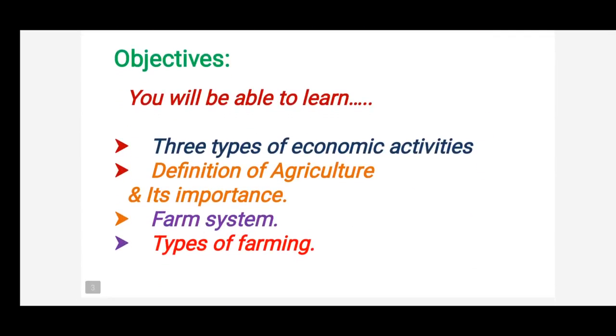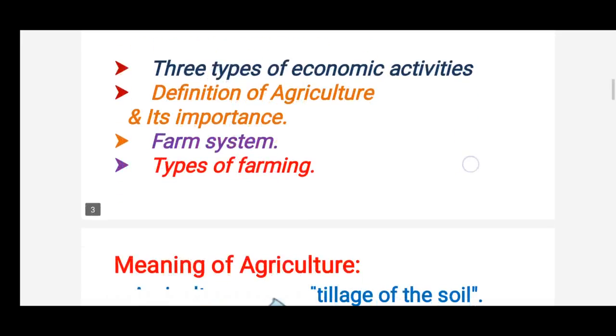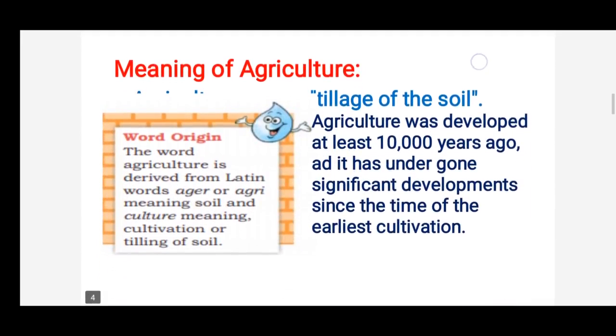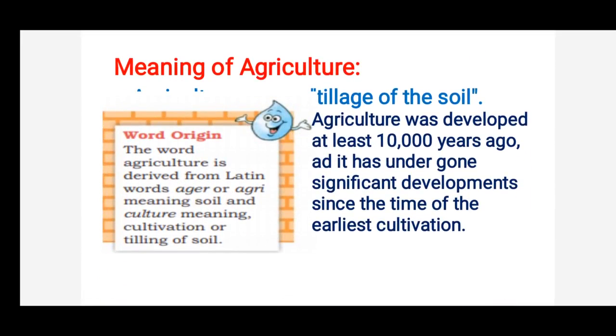Students, at the end of today's class, you will be able to learn the three types of economic activities, the definition of agriculture and its importance, and also farm system and types of farming. Let's see each one of them clearly. Okay. Let us know the meaning of agriculture first. What's the meaning of agriculture, children?